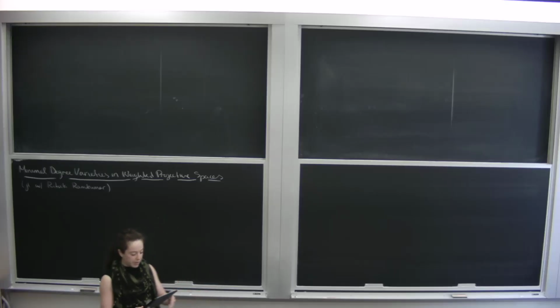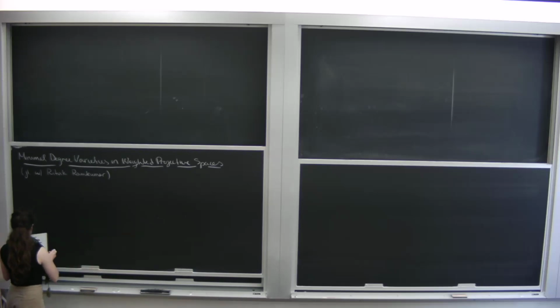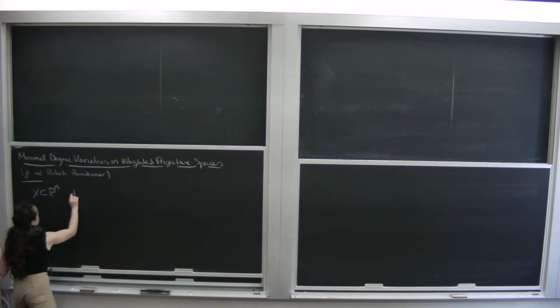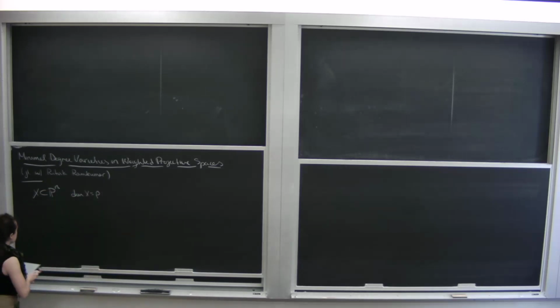Just so we're all on the same page. In the classical case, the setup is that I have some variety, say X, in P^n, and let's say its dimension is p. Then I can ask about the degree of X.